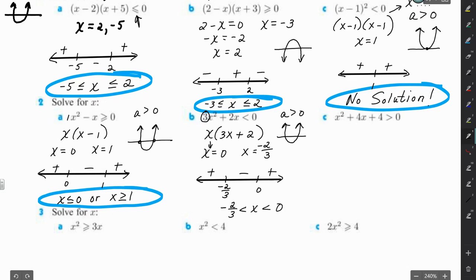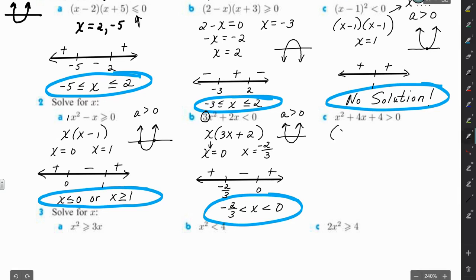We don't include a line there because the original problem is asking less than, so we only do less than. As opposed to the last problem, where we were looking for greater than or equal to, so we included that little line there. That's our solution for letter B. Moving on to letter C.